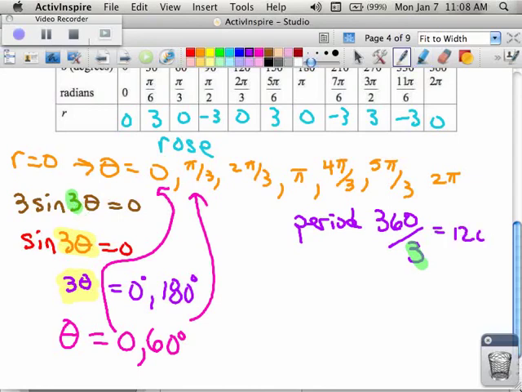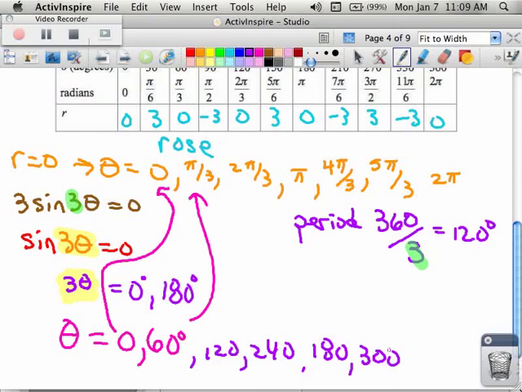So if you want to find out all the other pieces, you keep going. 0 plus 120 is 120. 120 plus 120 is 240. If I go again, I get 360, but I've already talked about 360 because that's the same as 0. Now look at the 60 degrees. 60 degrees plus 120 is 180. 180 plus 120 is 300. 300 plus 120, I'm over the full circle, I can stop.